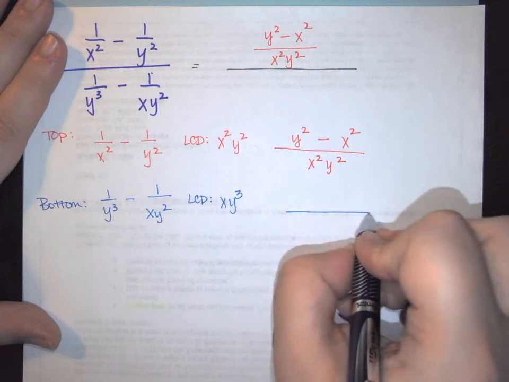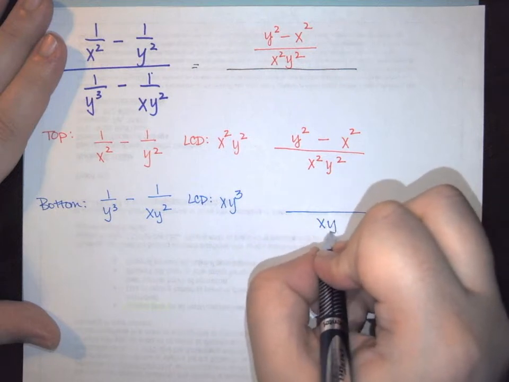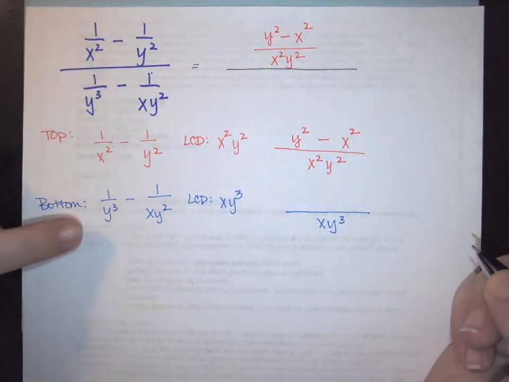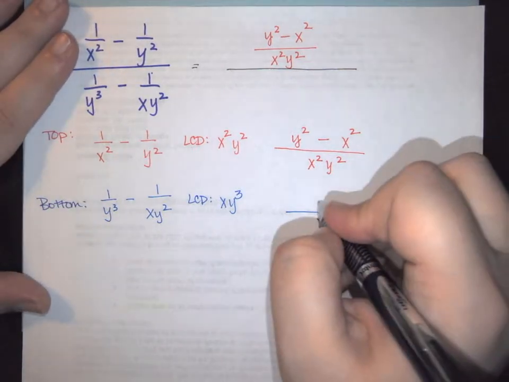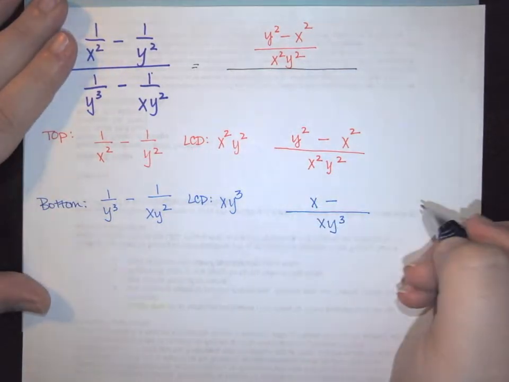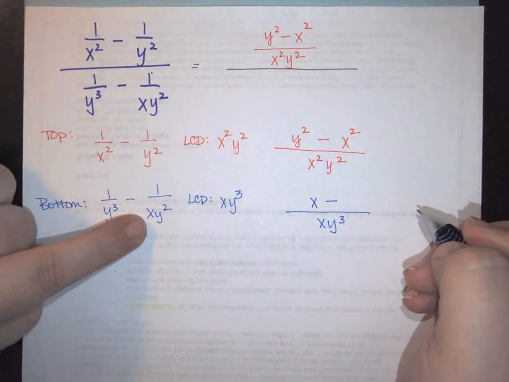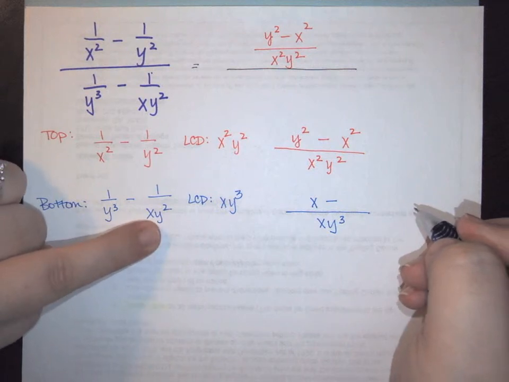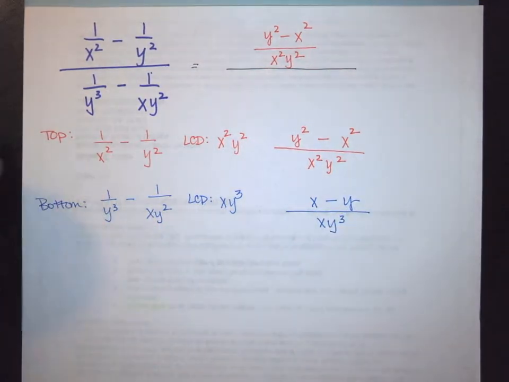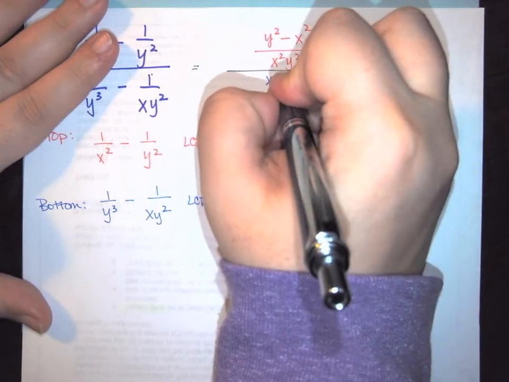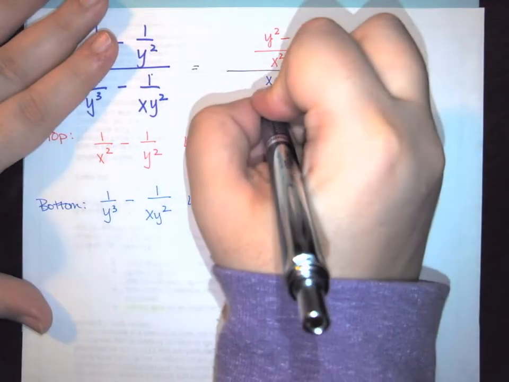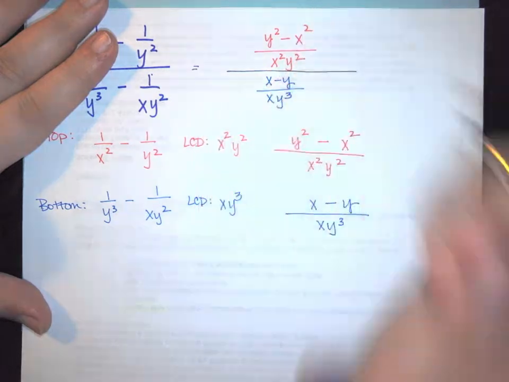So my rational over here is going to have xy cubed as the bottom. If you look at this first piece, I already have the y cubed. What's missing is the x, so this is x minus. On my second, I have an xy squared. I'm just missing one more y, so minus y. So my denominator here is going to be x minus y over xy cubed.